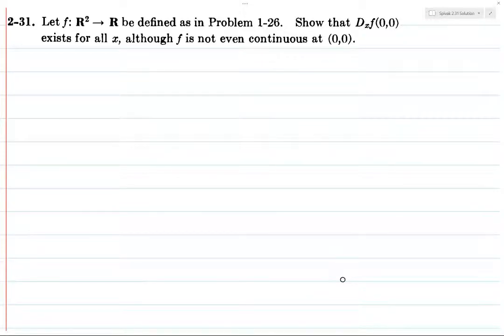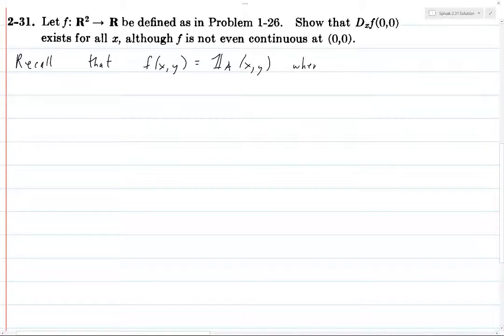Alright, so let's have this function f defined like this. Recall that f of x, y is defined as this function, where A consists of all points x, y in R2 such that x is greater than 0 and y is between 0 and x squared.